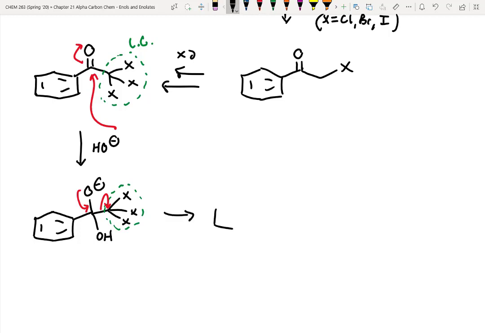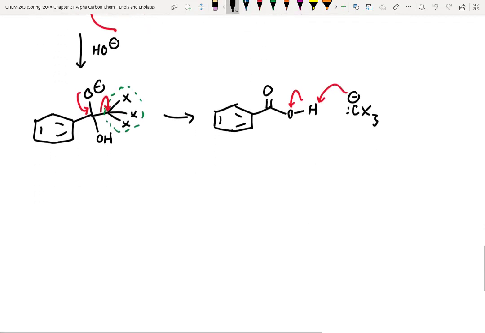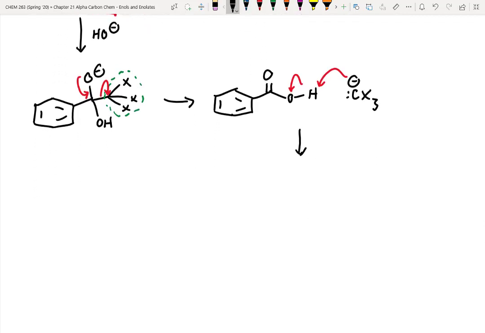And we're not quite done yet. A lot of times students are tempted just to quit at this point, but we're not there yet because our group that was kicked off still has a negative charge, and it's going to be a pretty good base. And we've got a carboxylic acid, so it's immediately going to steal the proton back from the product that we just made. And we'll end up making a carboxylate salt.